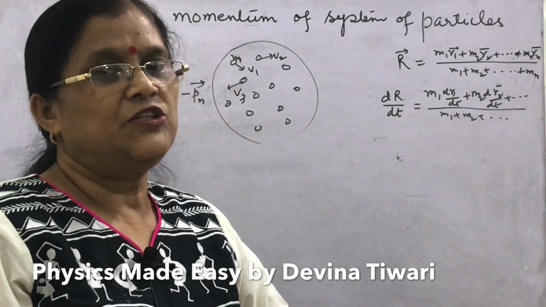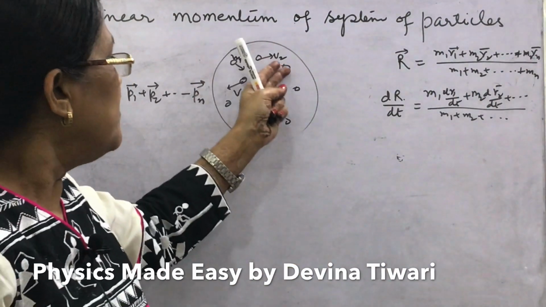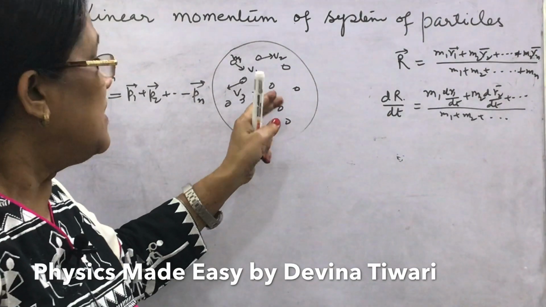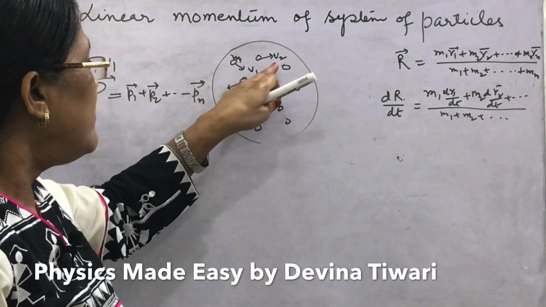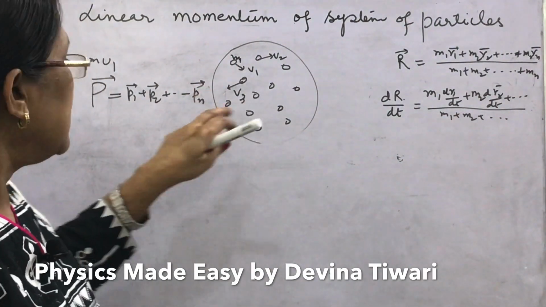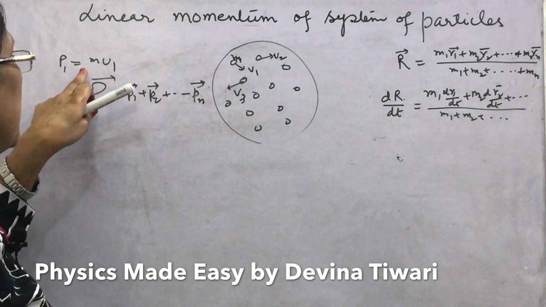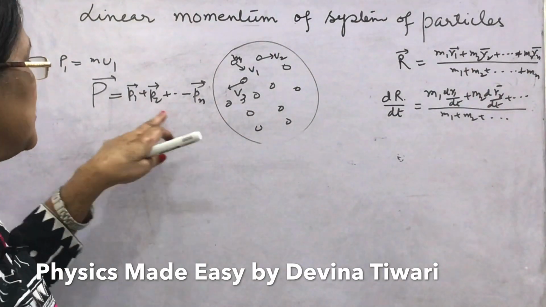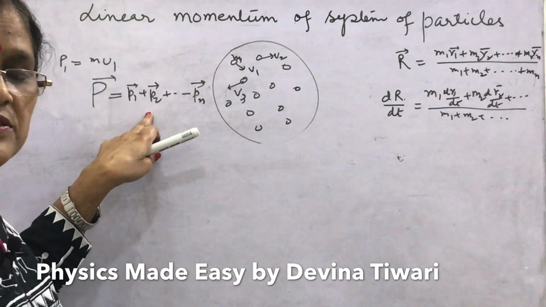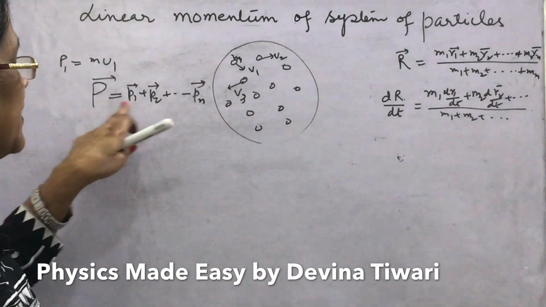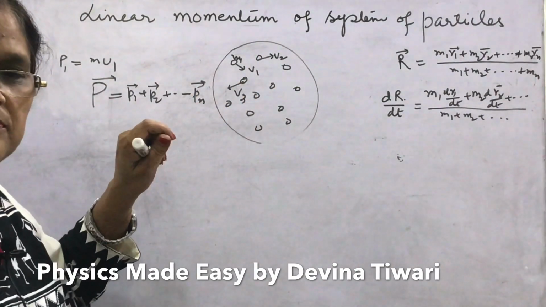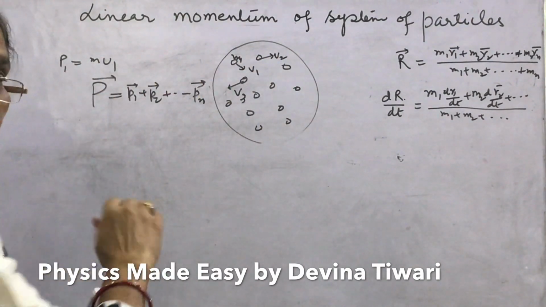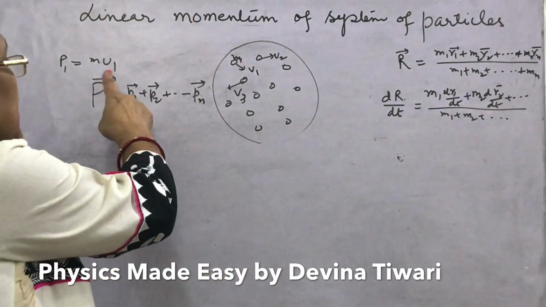As you know, a system of particles means many particles are comprising the system. Then each particle may have a different velocity. Its momentum will be given by the first particle m1v1, second particle m2v2 and so on. So the total momentum we can write like this. What is this P? Momentum of the whole system. Momentum of all particles, its vector sum. Momentum is a vector quantity because it is mass into velocity.